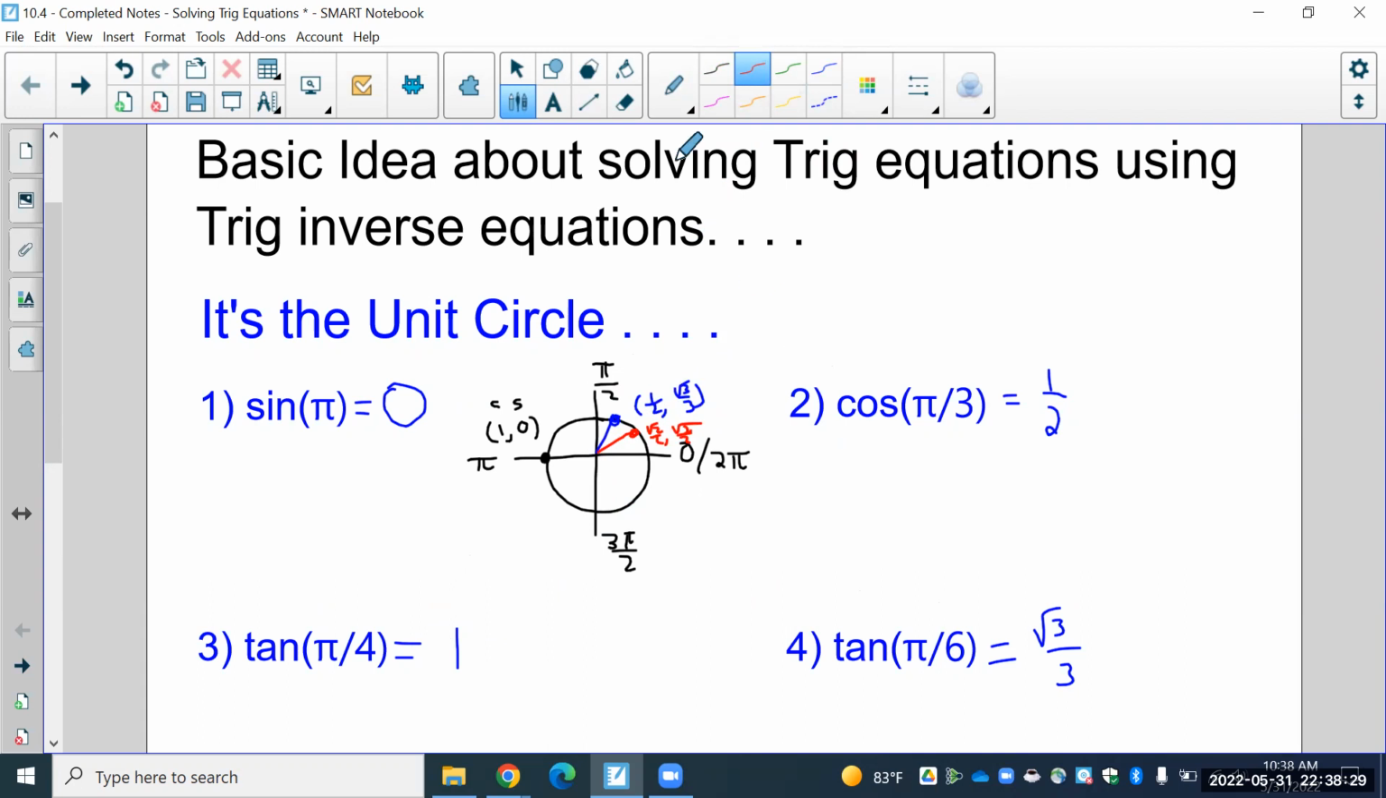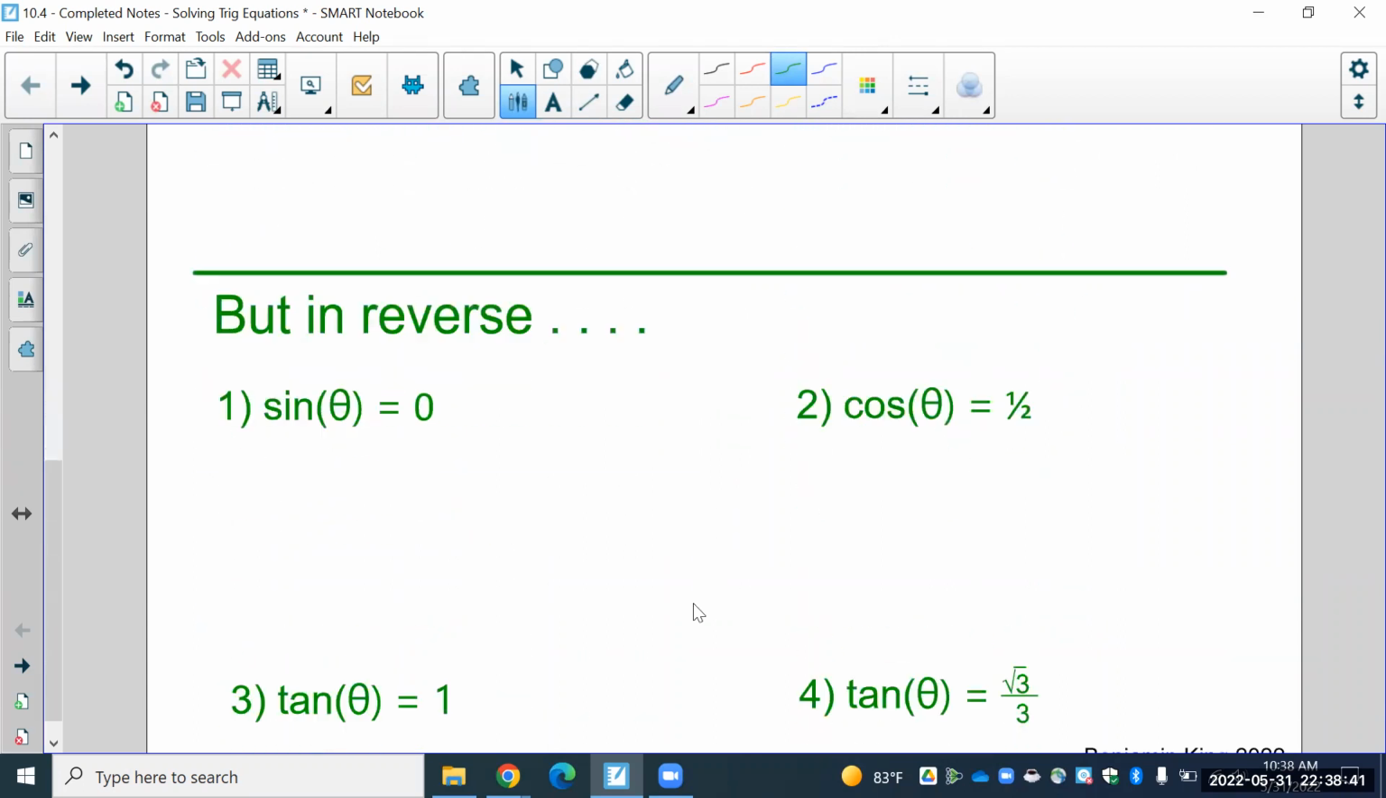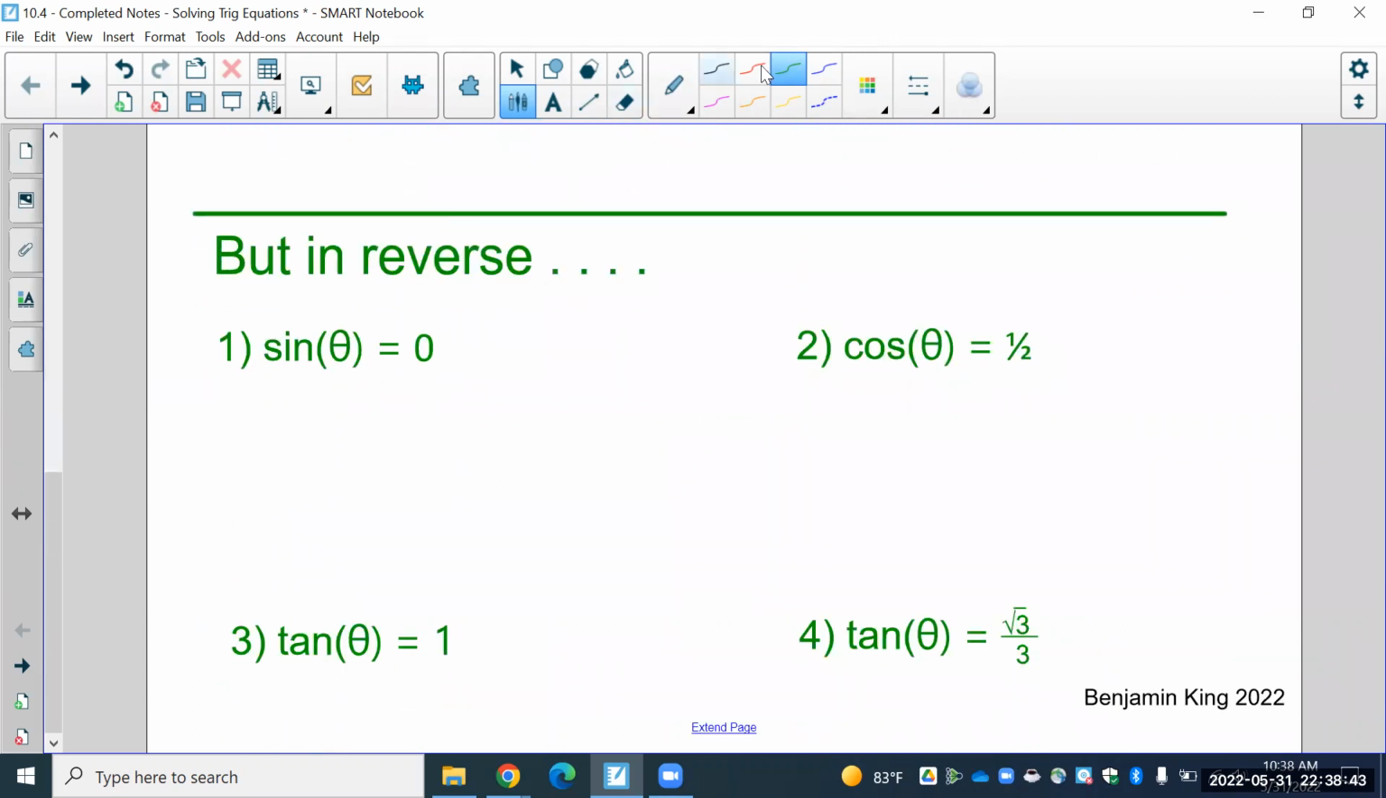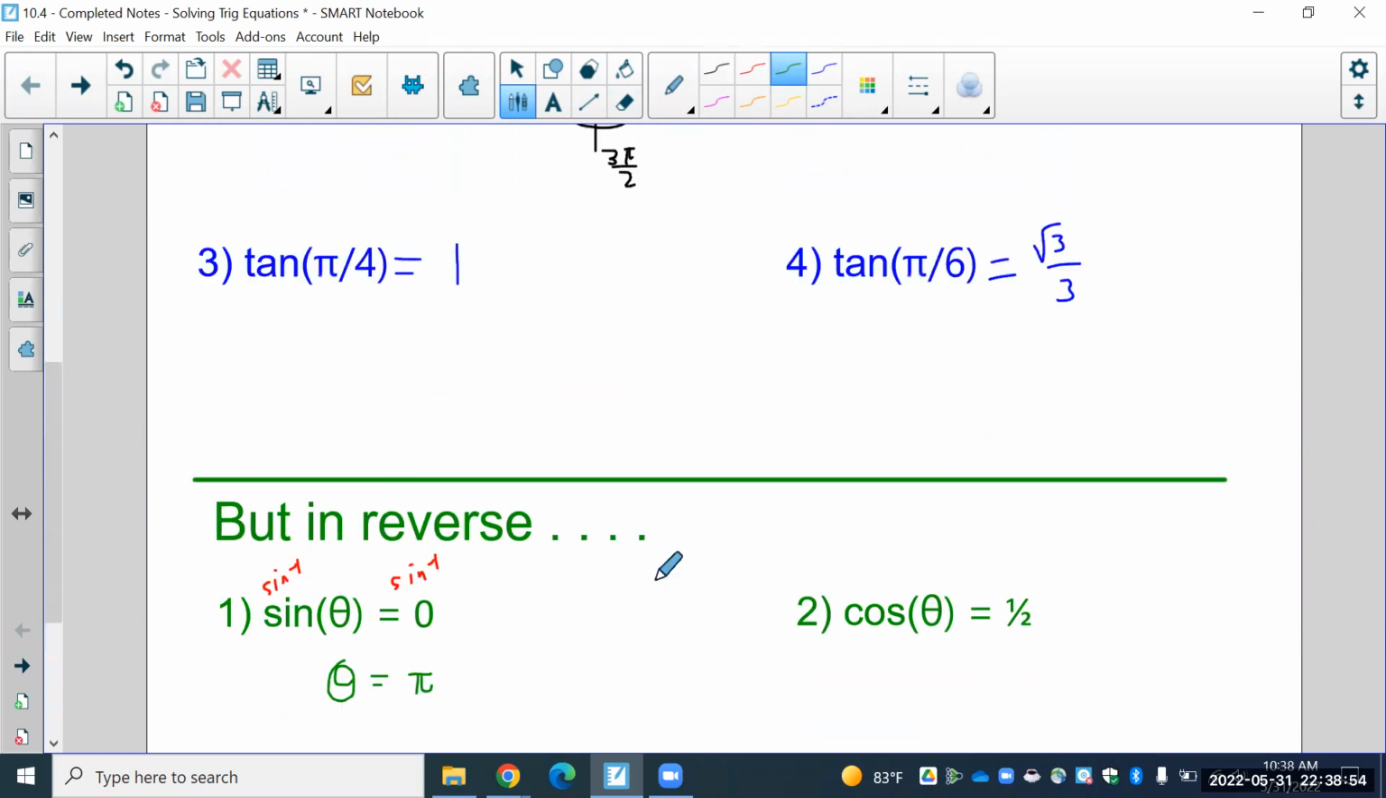And then tangent of pi over 6 is the one down here. And remember my hint to that one was when cosine is root 3 over 2, tangent is root 3 over 3. So what is solving equations? It's just doing this in reverse. If I wanted to solve this, I would inverse sine this, and then I would give the angle that you just saw a second ago. So theta would be equal to pi. But there's more than one answer.